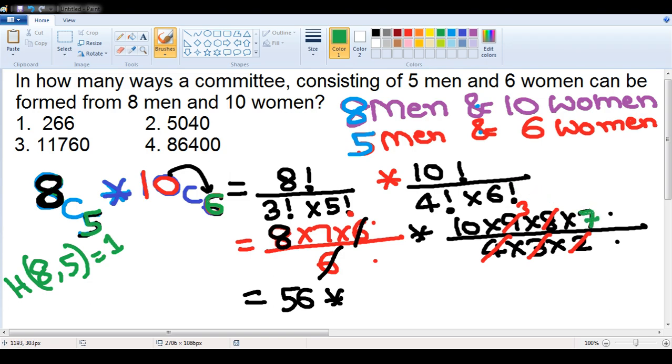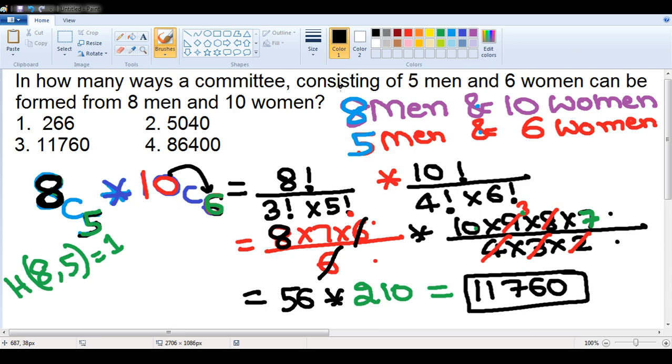Yes, 7 is still here, not cancelled. So 10 into 3 is 30, and 30 into 7 is 210. So your answer is 56 into 210. Simplify that, you will get the answer. I believe it is clear, sir. 56 into 210, the answer should be 11760.